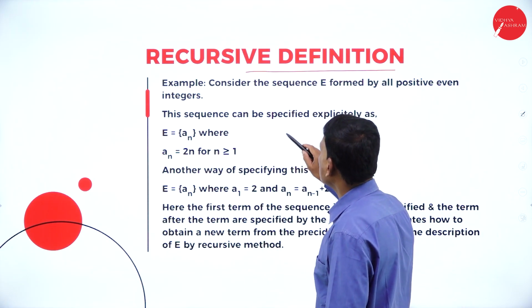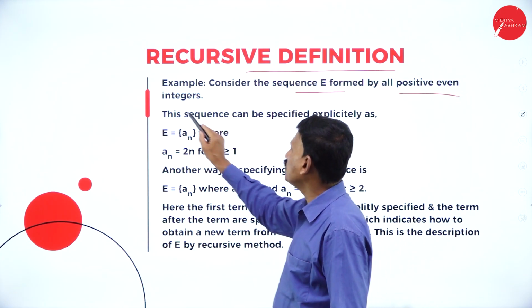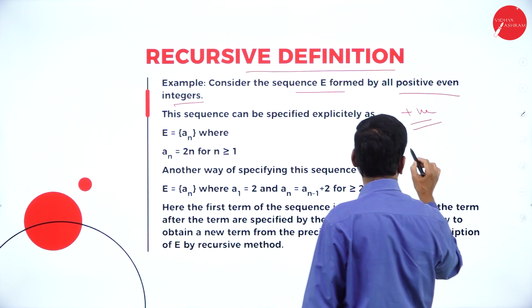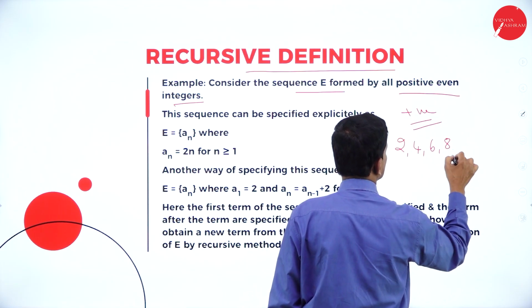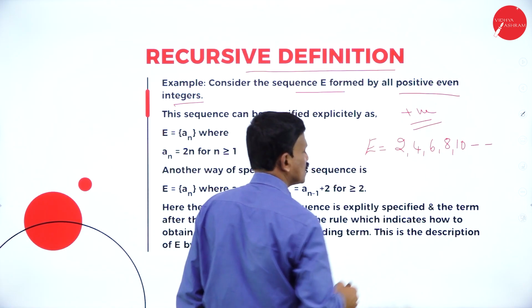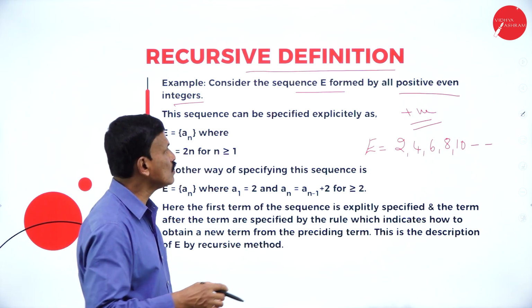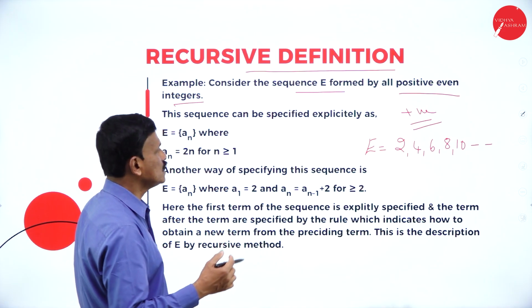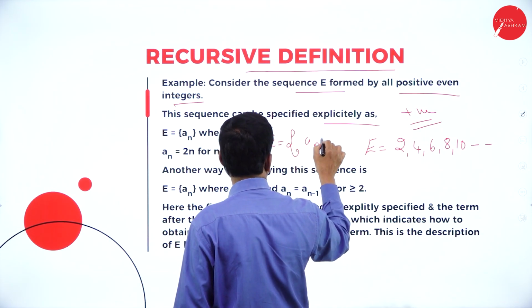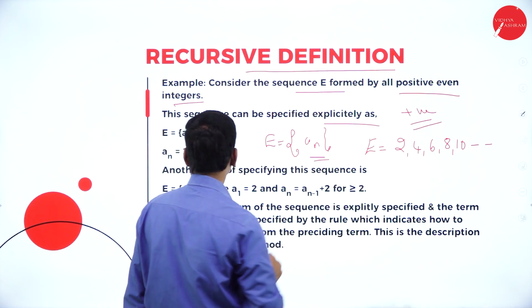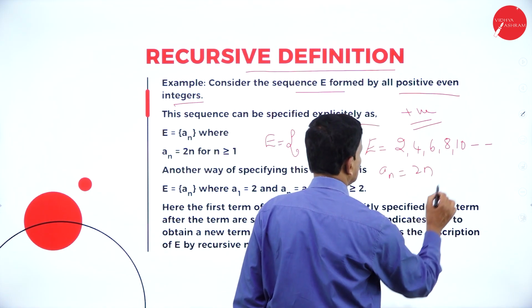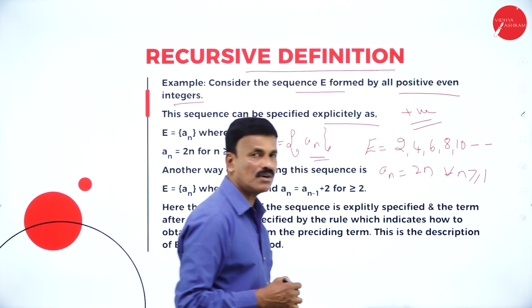Now let us consider, for example, the sequence formed by all positive even integers. The positive even integers are 2, 4, 6, 8, 10. These are all positive even integers. Now let us represent this as E. So let us consider the sequence E is equal to the set of all positive even integers. Then this sequence can be specified explicitly as E is equal to the sequence a_n, where a_n is equal to 2 times n for all n greater than or equal to 1.